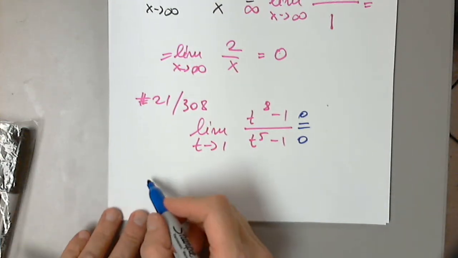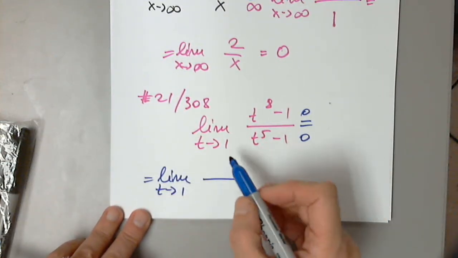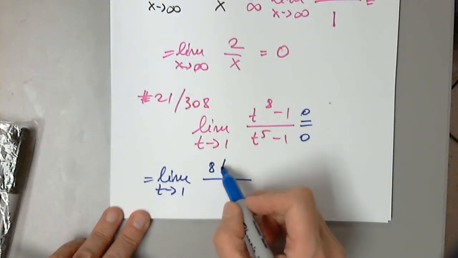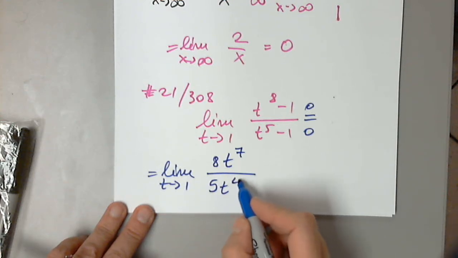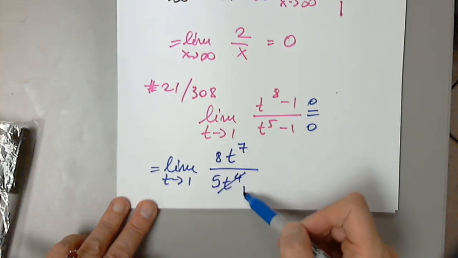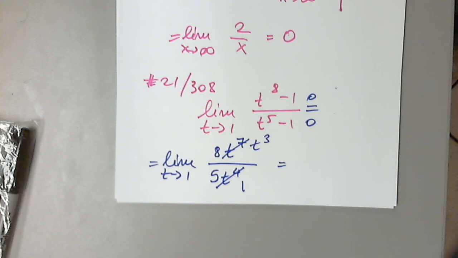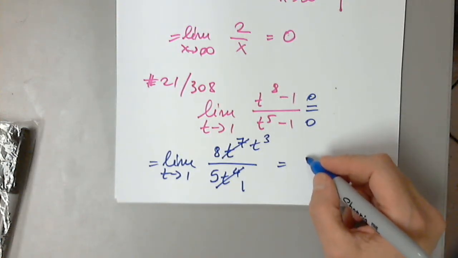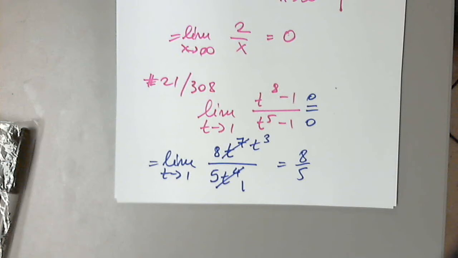So then, limit as t approaches 1 from the numerator, which is 8t to the 7th, very good, and 5t to the 4th, very good. So I'm going to simplify and get 8/5 t to the 3rd. And now we plug it back in again and we get 8/5. Very good. Not too difficult. Questions?